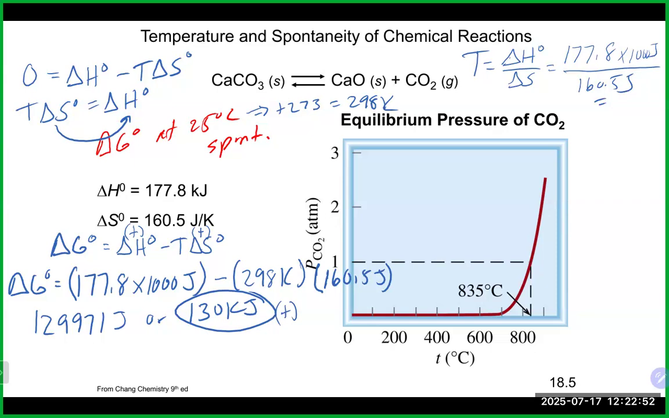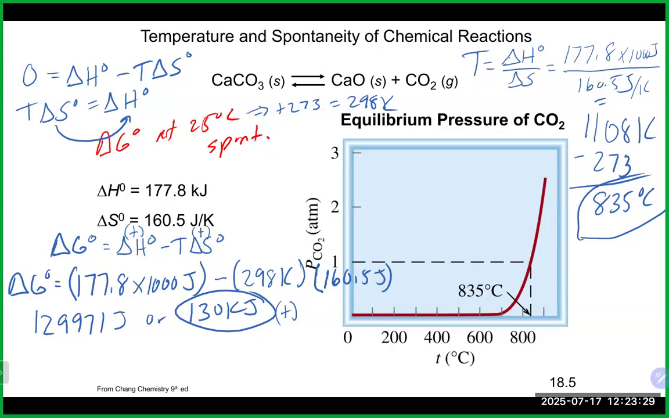And if I do that there, we got 177.8 times 1,000 divided by 160.5. That's going to give me 1,108 Kelvin. We'll just call it a little bit of rounding there. And if I subtract 273 from it, that will turn it back into degrees Celsius, which is 835 degrees Celsius.